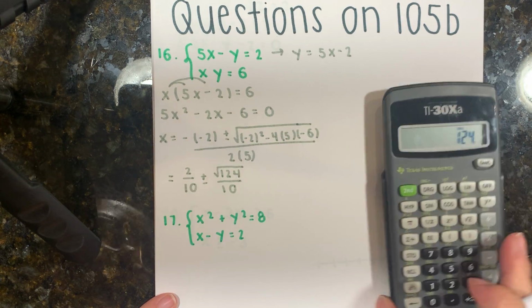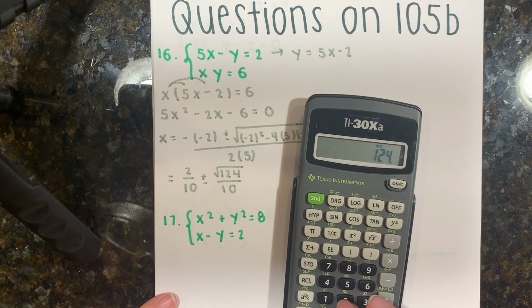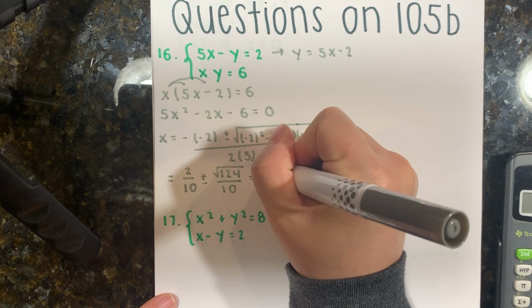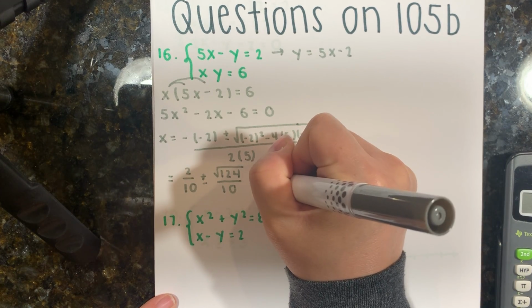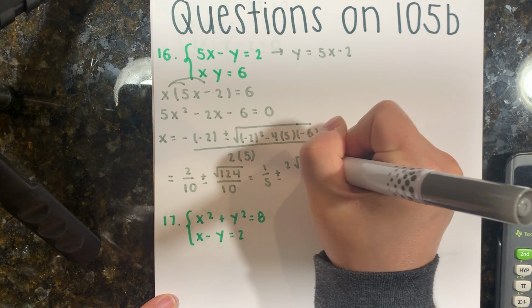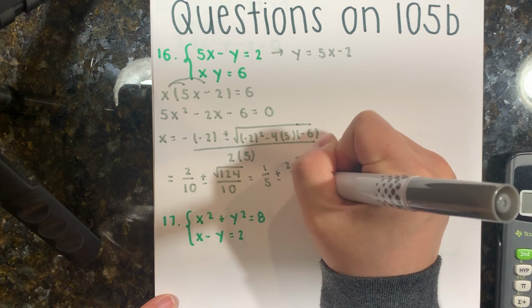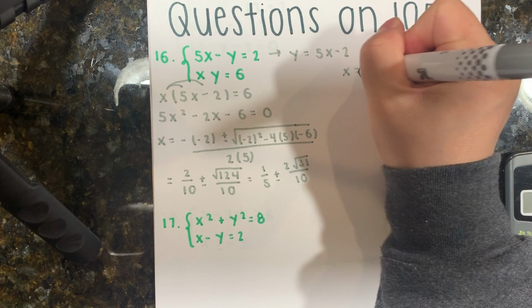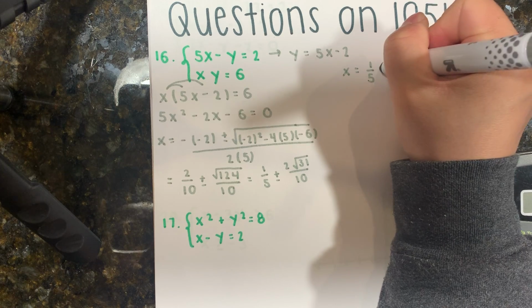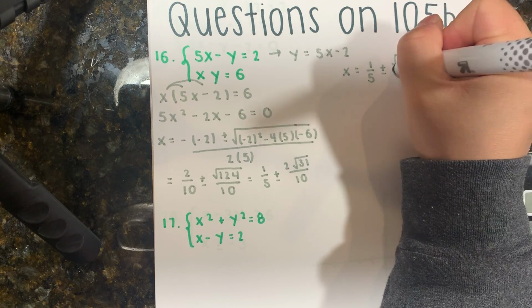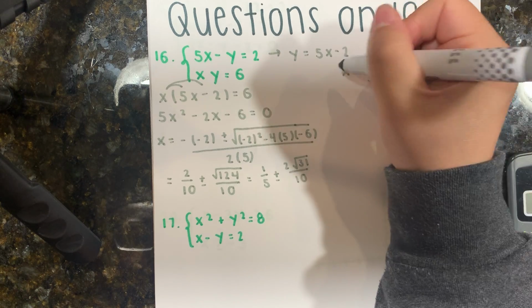over 10. And the square root of 124, if we divide by 2, that would be 2 root 31. So I have 1 over 5 plus or minus 2 root 31 over 10. So my answer for x is going to be 1/5 plus or minus the square root of 31 over 5.